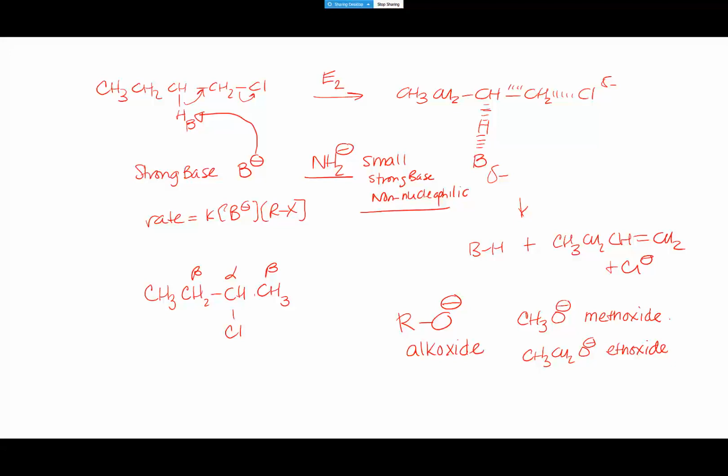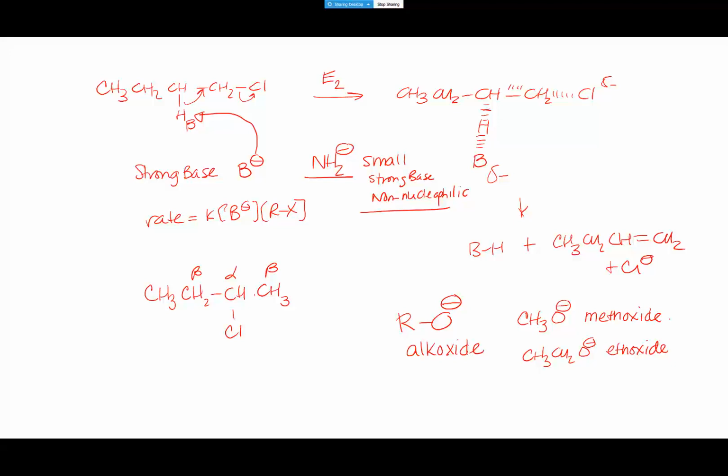Now there is an alkoxide that I can use that will be a strong base, but it will not be nucleophilic. And in order to design that alkoxide, what I have to say is, if you want a nucleophile to not act as a nucleophile, the approach is the opposite approach of how we did SN1 and SN2.